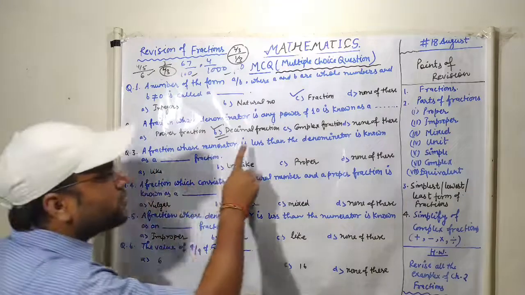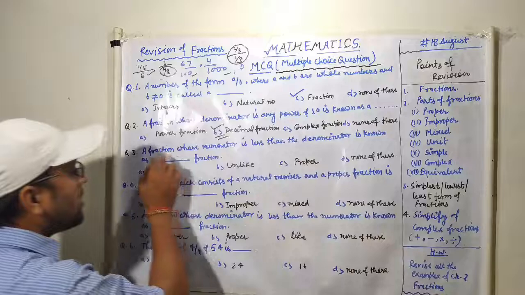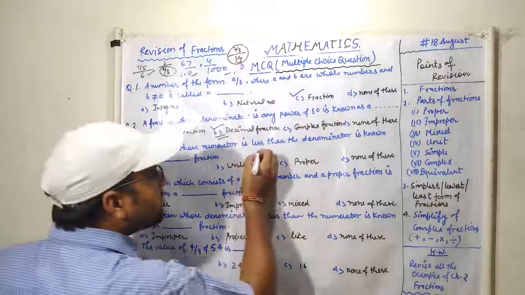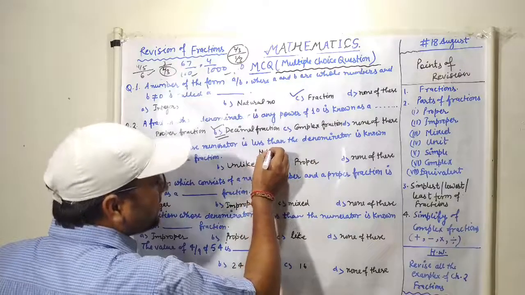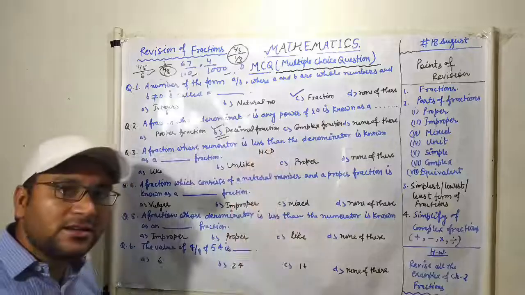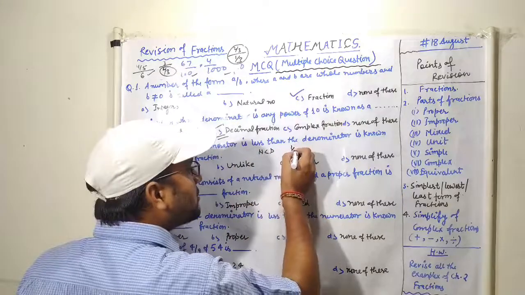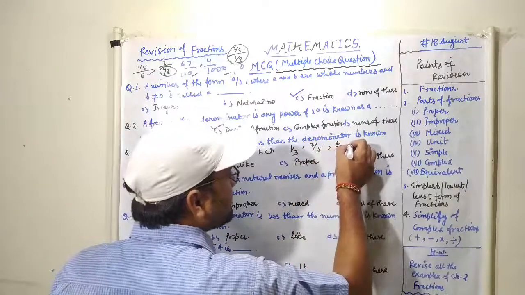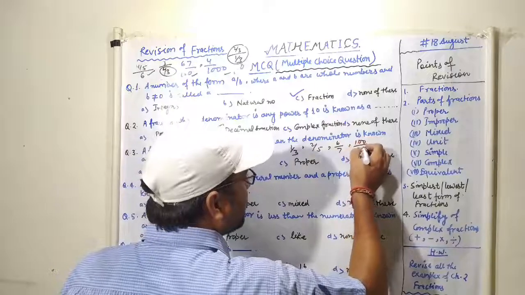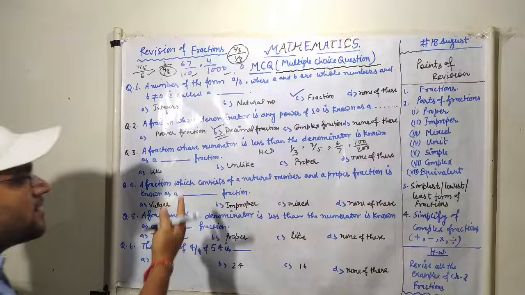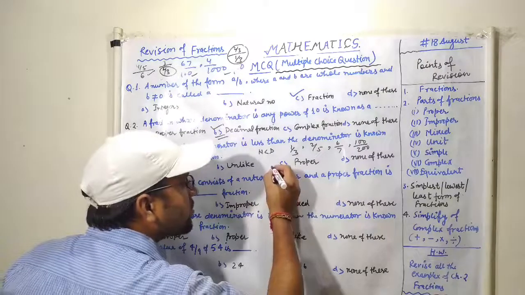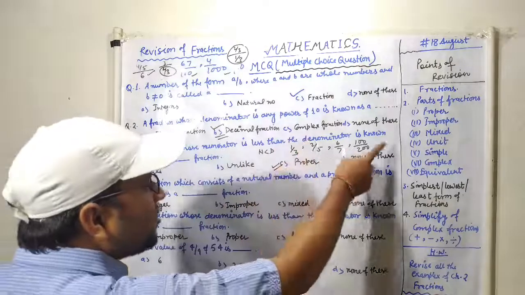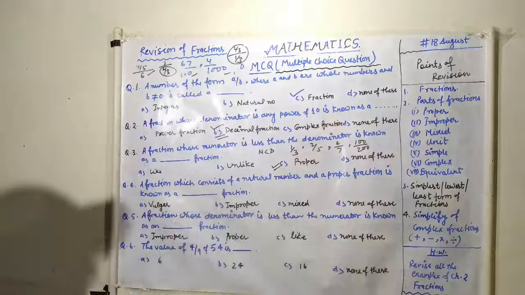A fraction whose numerator is less than the denominator, means the denominator is greater than the numerator, like 1 upon 3, 2 upon 5, 6 upon 7, 100 upon 200. This type of fraction is known as a proper fraction. So which option is going to be correct? Option C. A fraction whose numerator is less than the denominator is known as a proper fraction, students.